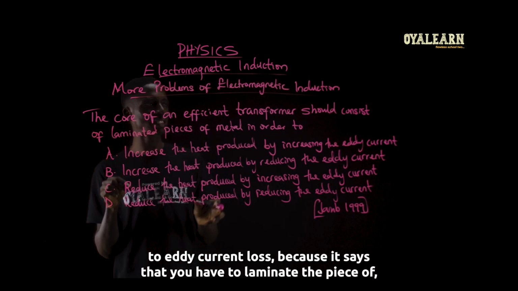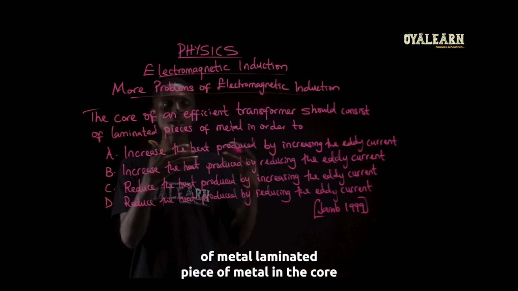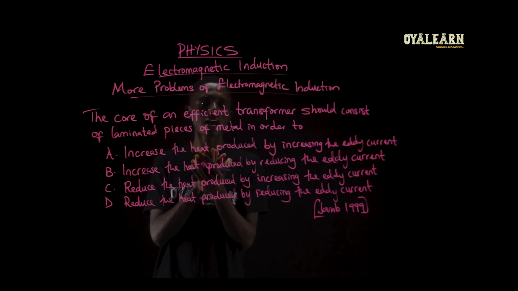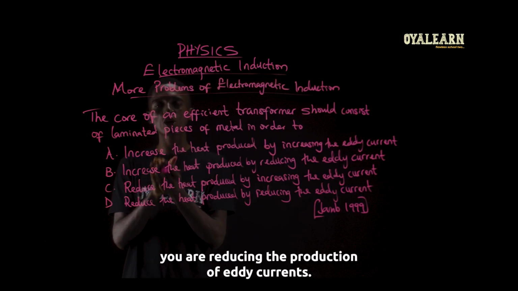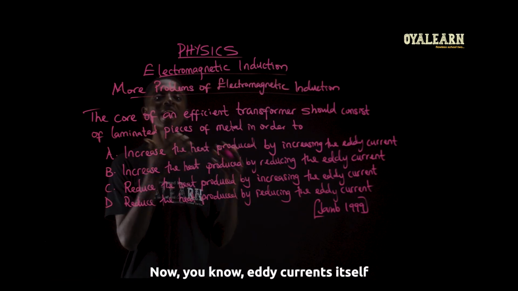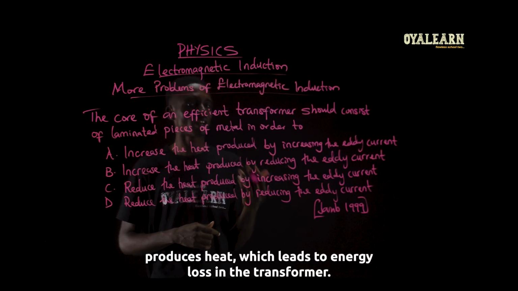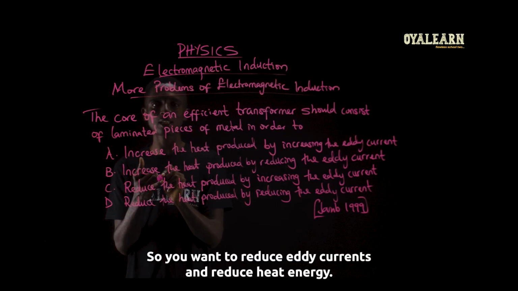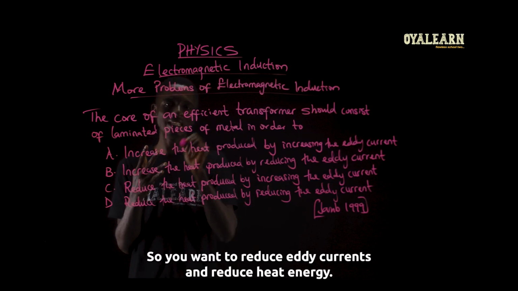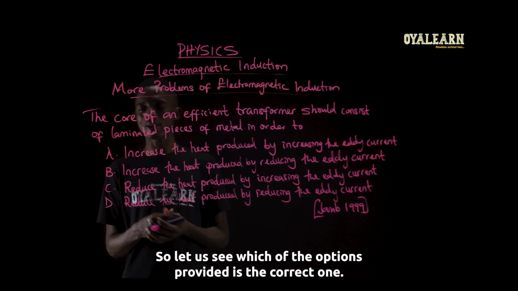But in this particular one, we are looking at the one that is due to eddy current loss, because it says you have to laminate the piece of metal in the core. When you laminate the core, you are reducing the production of eddy current. Eddy current itself produces heat, which leads to energy loss in the transformer, right? So this focuses on eddy current. You want to reduce eddy current and reduce heat energy. So let us see which of the options provided is the correct one.